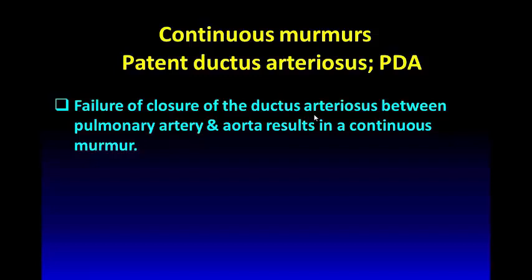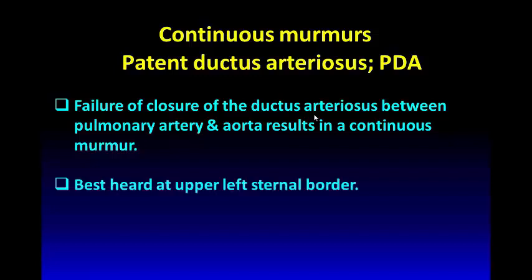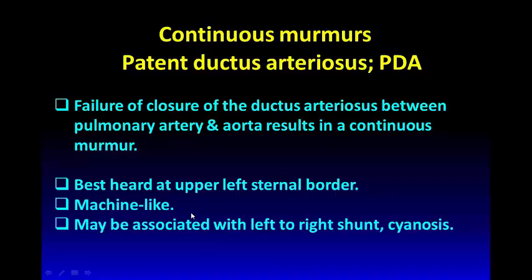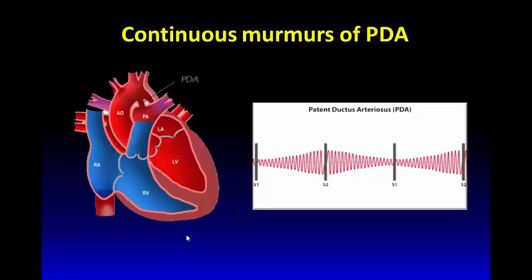And when it doesn't close after birth, the condition is termed patent ductus arteriosus, and this is associated with a continuous murmur, which is heard all the way through systole and diastole, and it is best heard at the upper left sternal border, and its quality is a machinery murmur. It is a machine-like murmur, and cases of patent ductus arteriosus might also be associated with left to right shunt and cyanosis, which is bluish discoloration of the skin and the mucous membrane.